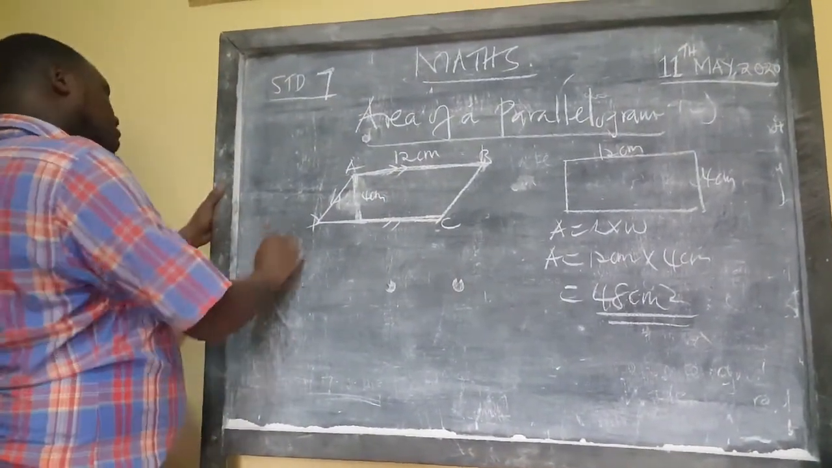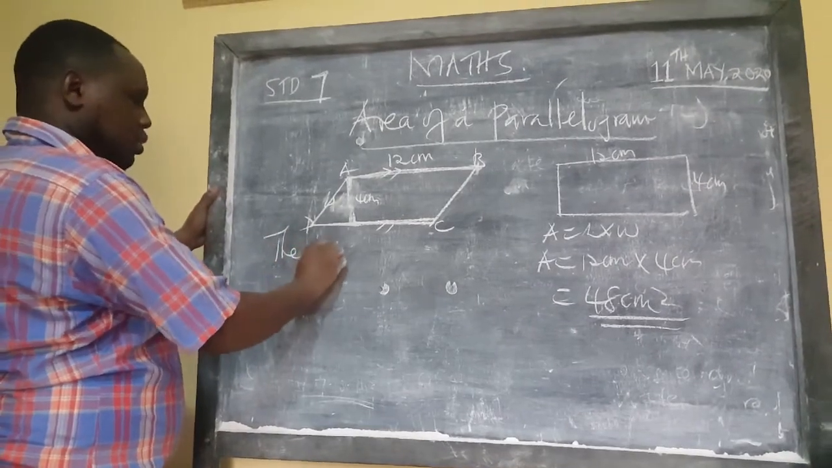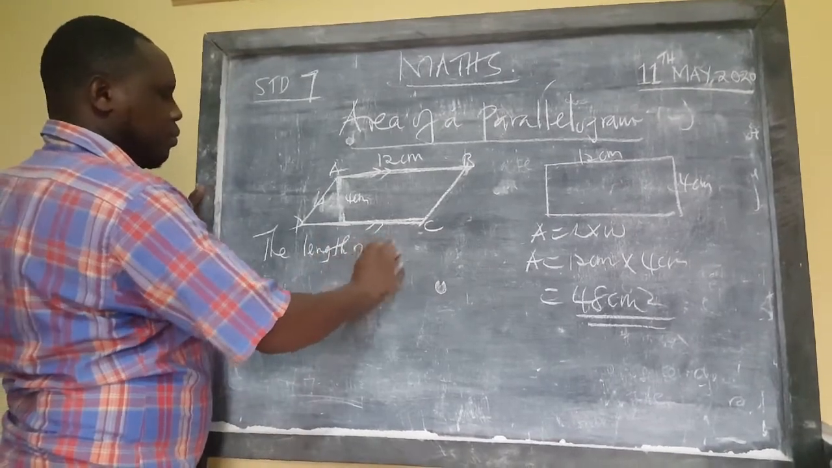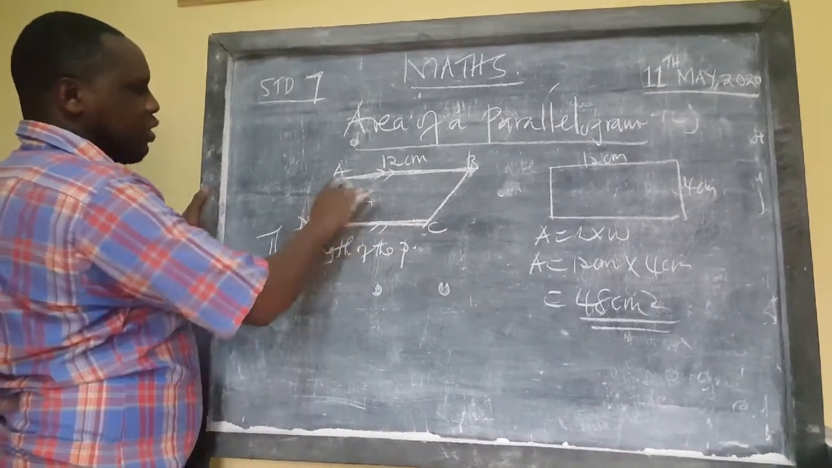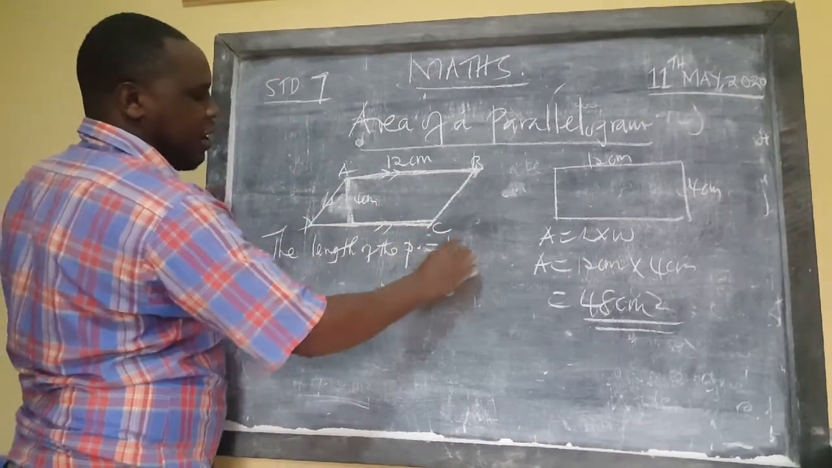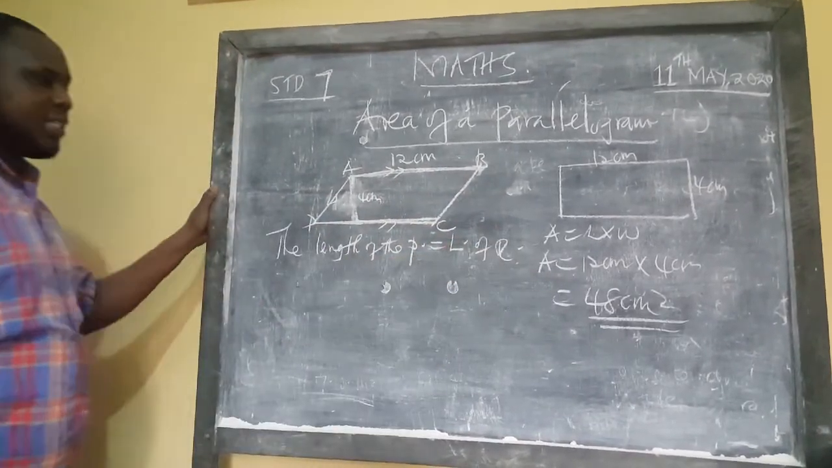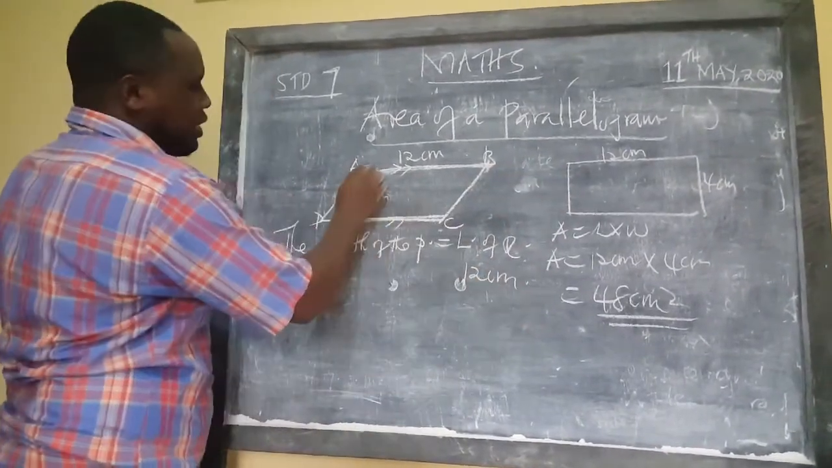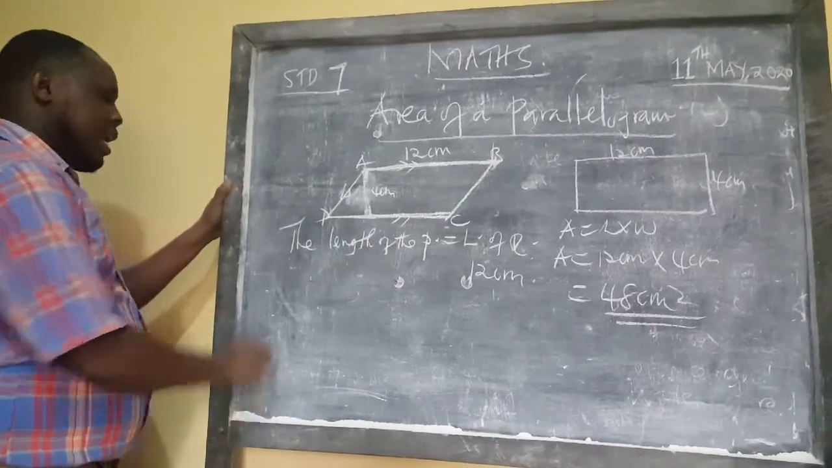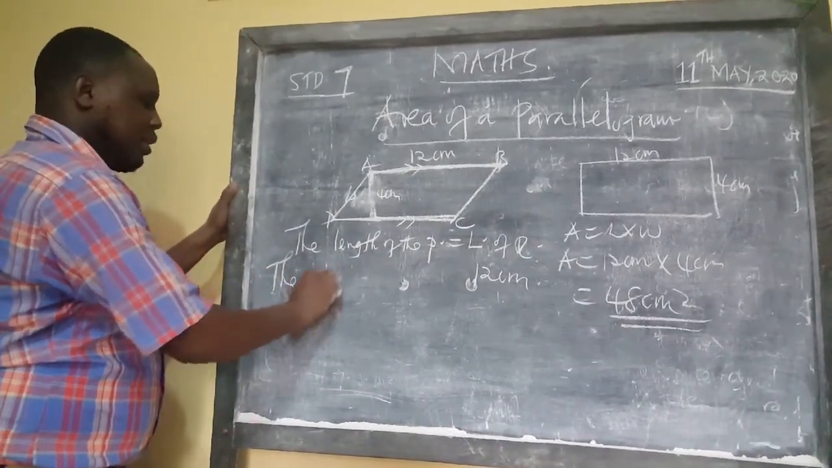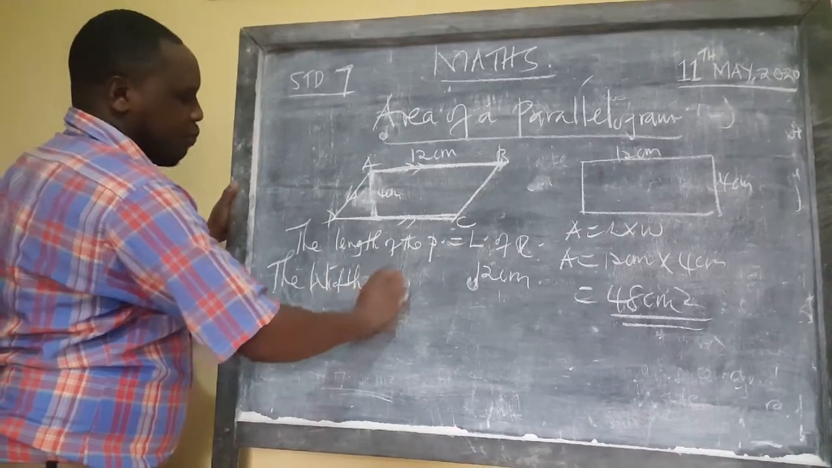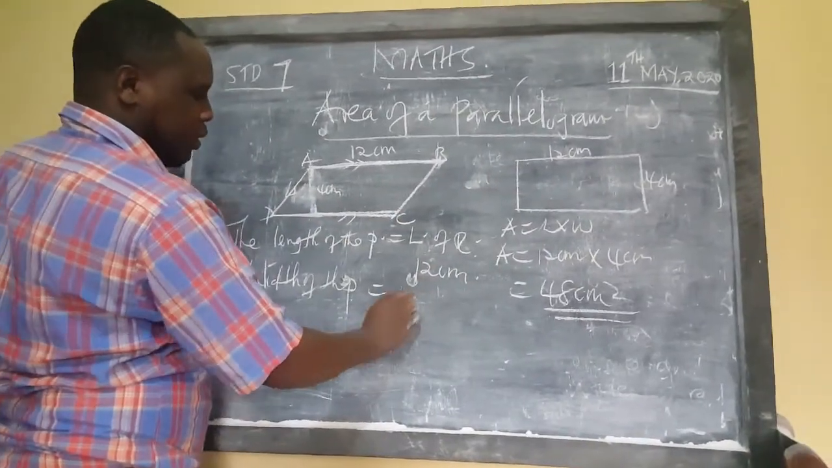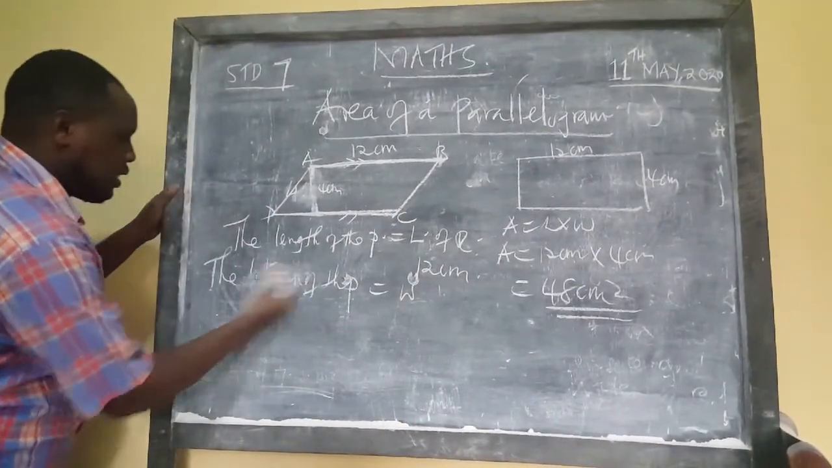So if you want to get the area of this particular parallelogram, again, we are going to pick the length of the parallelogram, write P. The length of the parallelogram is equal to the length of the rectangle, as you can see. So the length of the rectangle is 12, so this will be 12 centimeters. So that is the length of the parallelogram. Now the width of the parallelogram is equivalent to the width of the rectangle, not width at this time, it is height.